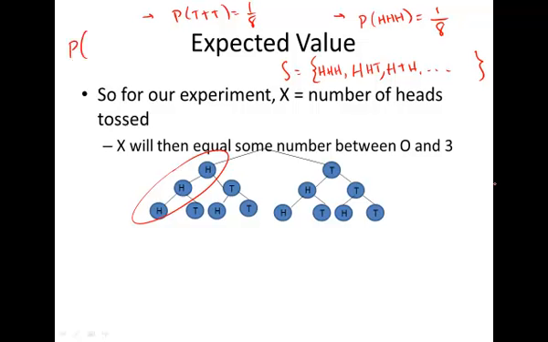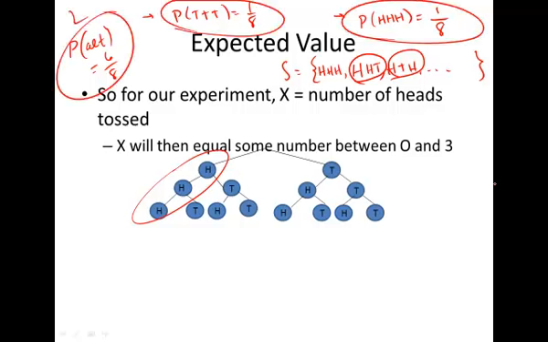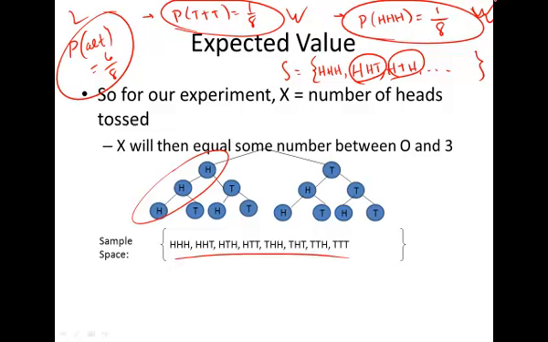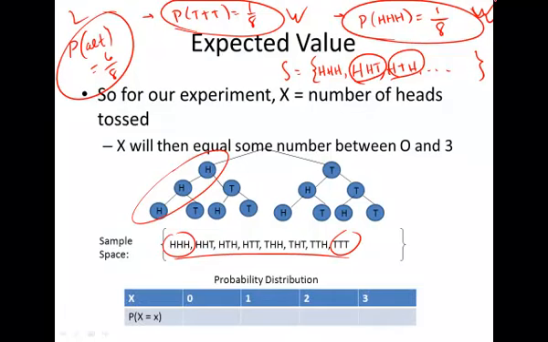For anything else, HHT would not be a win because you didn't get all 3 heads. HTH would not be a win. So all the other 6 options, we'll call that ALT for alternate, is 6 out of 8. So here would be a win, here would be a win, everything else would be a loss. This is a W. The sample space includes all of these. These are wins, and the rest are losses. So the question is, should you play this game?